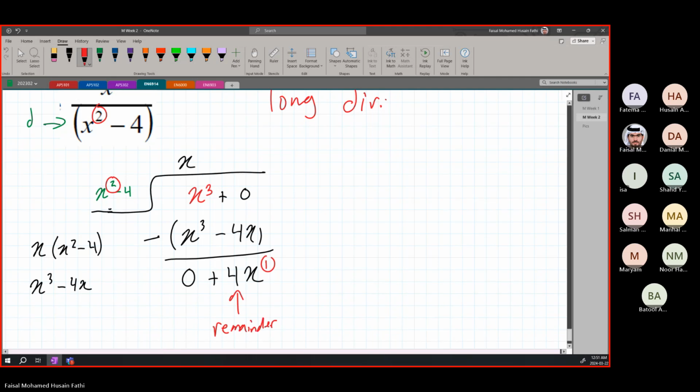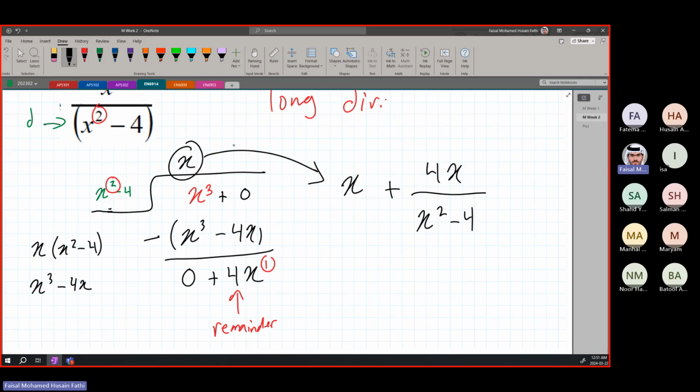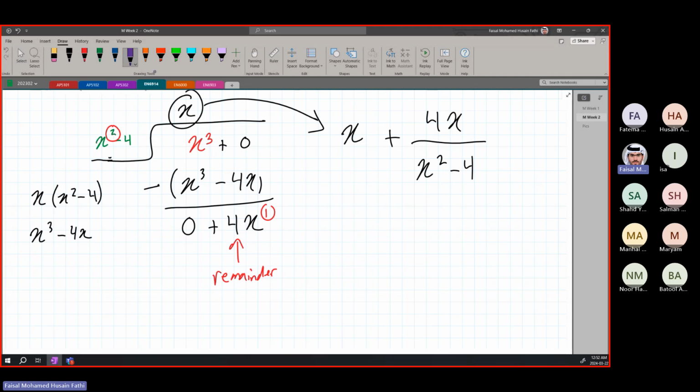Okay? How do we write the solution for this? This is going to be x, the solution, plus the remainder, which is 4x, divided by the denominator, which is x squared minus 4. Okay? So this is what we did now. This is the long division part. x, done, this is an answer simplified. Now we are going to have to apply partial fractions to this term over here, or this rational function.